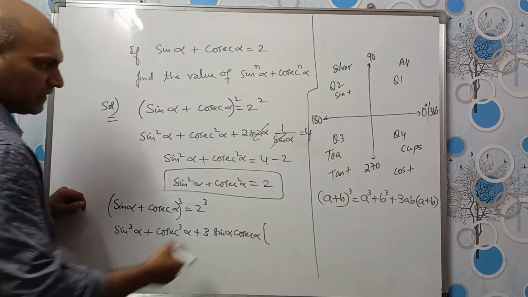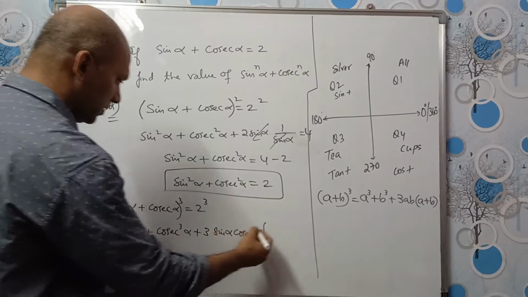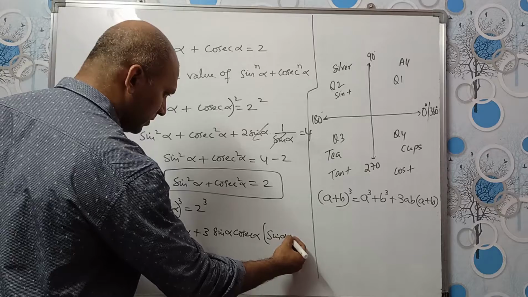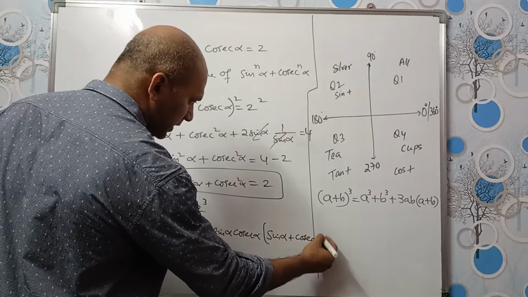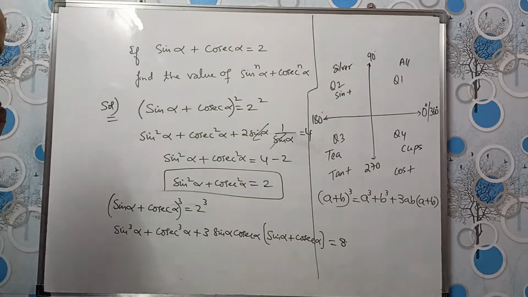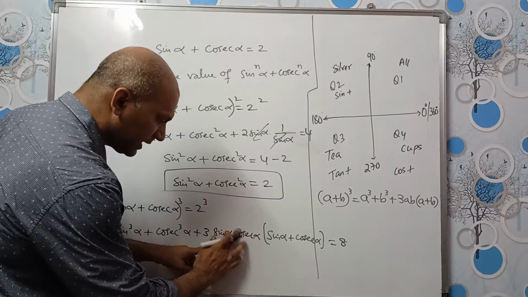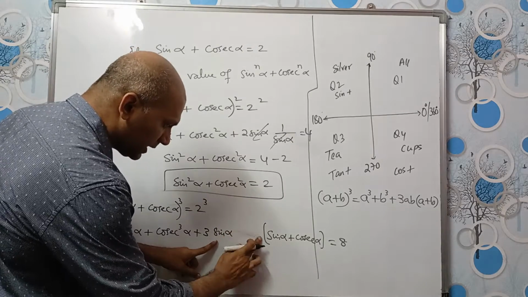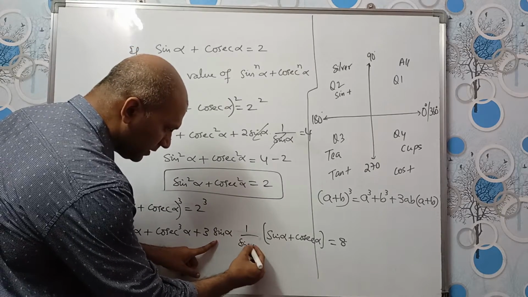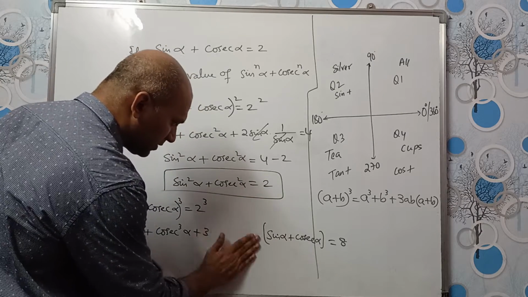Okay, (a plus b). What is a plus b? Sine alpha plus cosecant alpha is equal to 2, and 2 cube is how much? It is equal to 8. See, these two are reciprocal, so sine and cosecant will get cancelled, right? We can write cosecant as 1 by sine. So sine will get cancelled, right? So let us eliminate this, let us rub this.